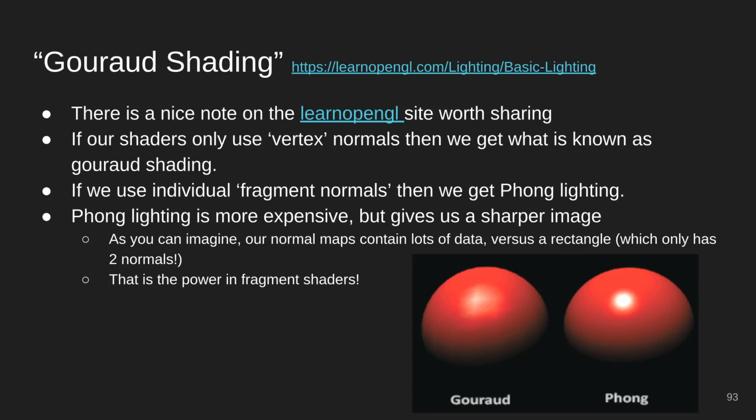This one works on a per fragment basis. You get a normal, and right, we had those little frag positions. This works on just a vertex normal, so that's why you get these ridges and it's not as sharp.